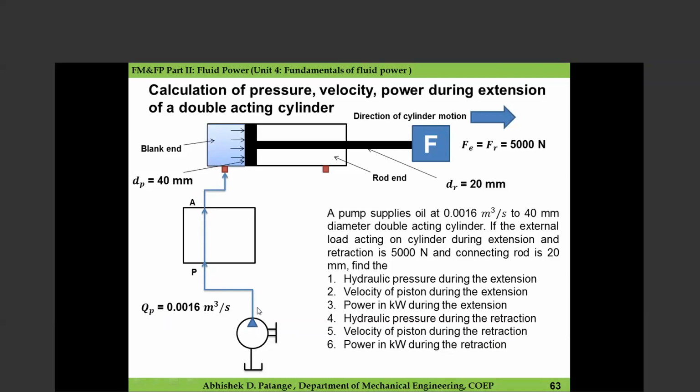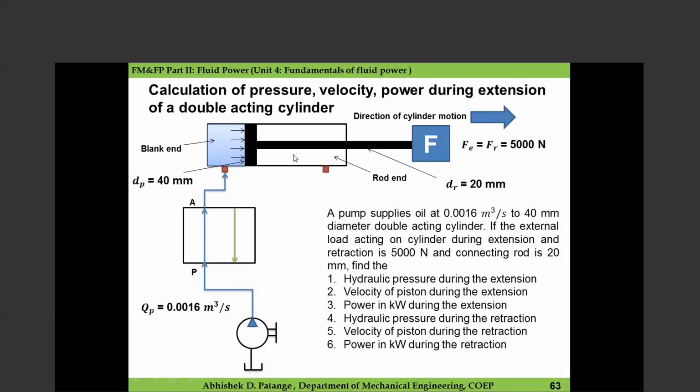So the liquid which is coming from pump will be delivered to P to A and A to the blank end port. Then because of the liquid which is being supplied at this point, the liquid will enter from the blank end and it will try to push this piston towards the right hand side. So now you must understand that to reciprocate this particular load on the right hand side, cylinder is exerting the force at this point with this particular direction.